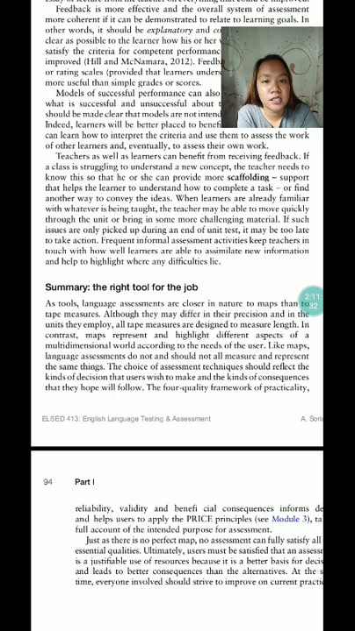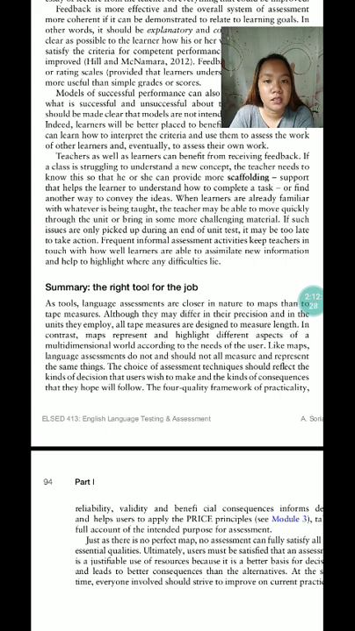Teachers as well as learners can benefit from receiving feedback. If a class is struggling to understand a concept, the teacher needs to know this so that he or she can provide more scaffolding, support that helps the learners to understand how to complete a task, or find other ways to convey the ideas. When learners are already familiar with whatever is being taught, the teacher may be able to move quickly through the unit or bring in some more challenging material.